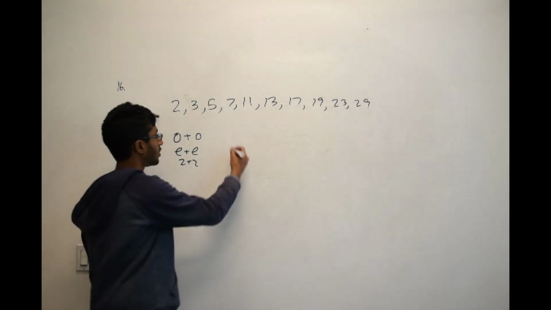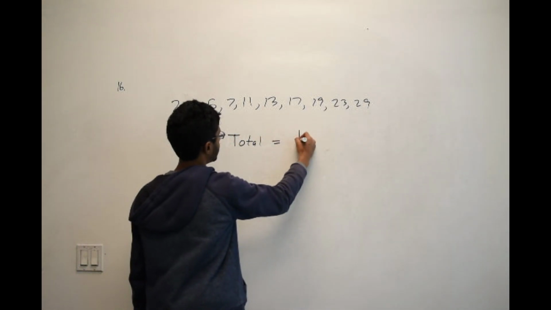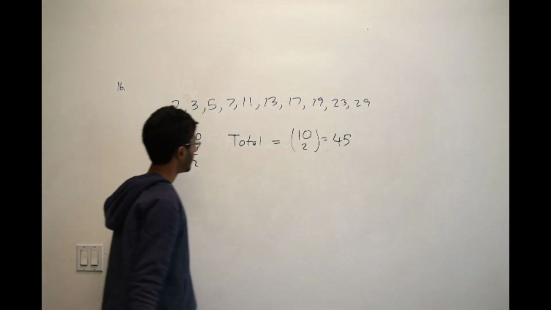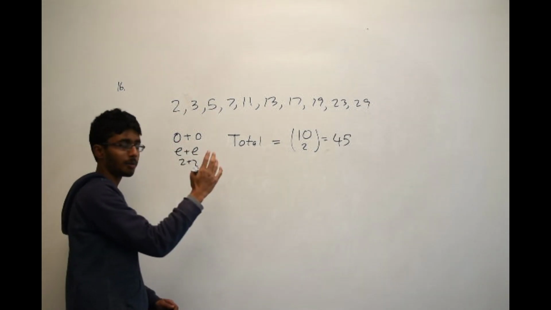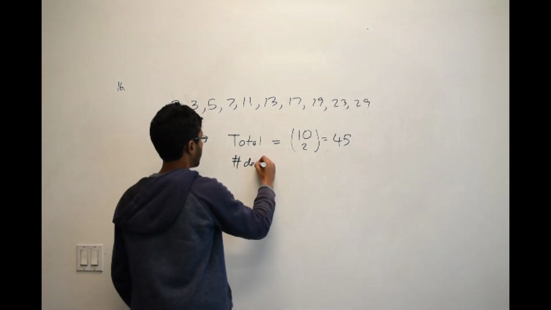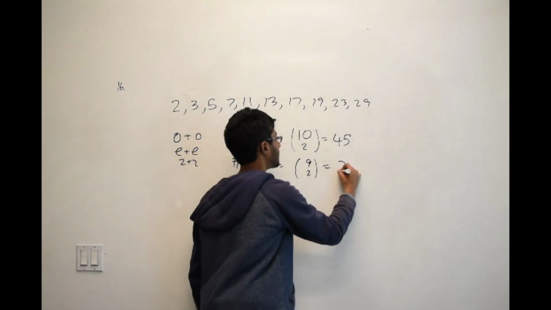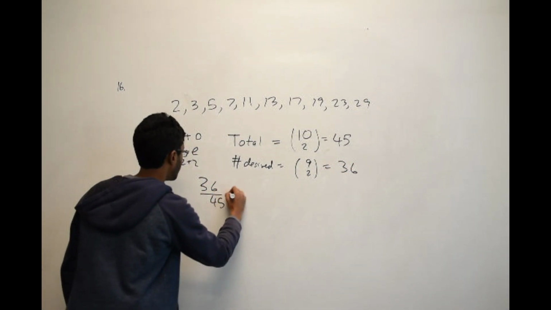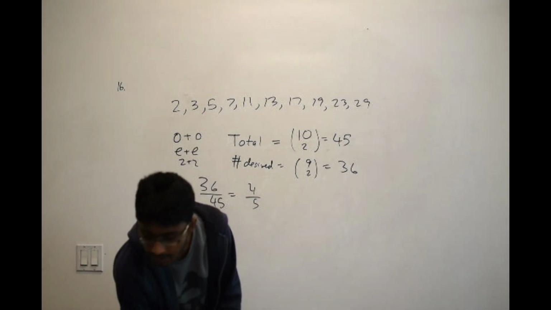The total number of ways he could have picked two distinct prime numbers is 10 choose 2, which is 45. And the number of ways in which he could have picked two odd prime numbers is 9 choose 2, which is 36. So the desired probability is 36 over 45, or 4/5, which is E.